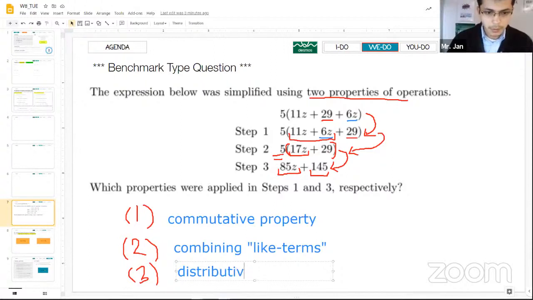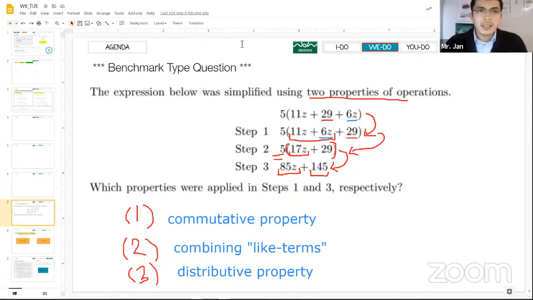This is the kind of question you may see in your benchmark. You're going to see a student did a job like this, and you need to determine which 2 properties are applied in this example. Step 1 to step 3, respectively: step 1 is commutative. Step 2 is not a property, but it did combining like terms. The last one is the distributive property. This is why we need to know about properties.